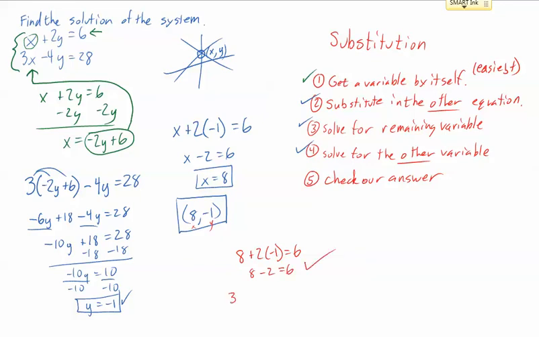And so now we'll check the other one. We'll go 3 times x, which is 8, minus 4 times negative 1, equals 28. 3 times 8 is 24. Minus 4 times negative 1 is plus 4. Negative times negative is positive, equals 28. And yep, that's another check. So there we go. We've solved another system through substitution.